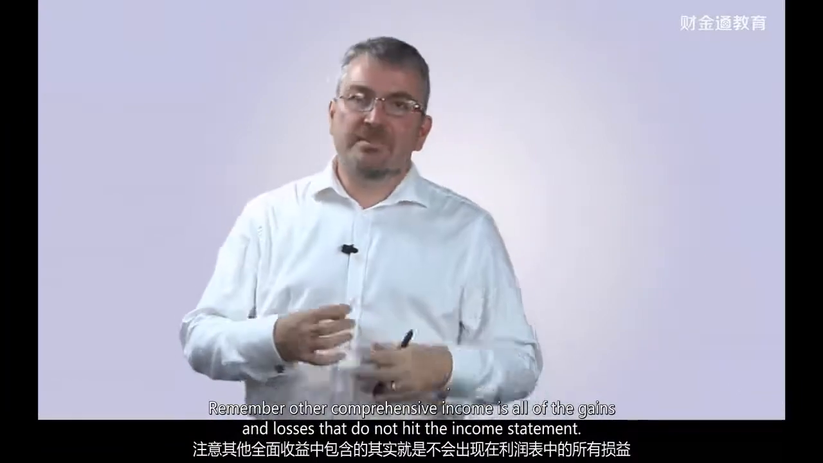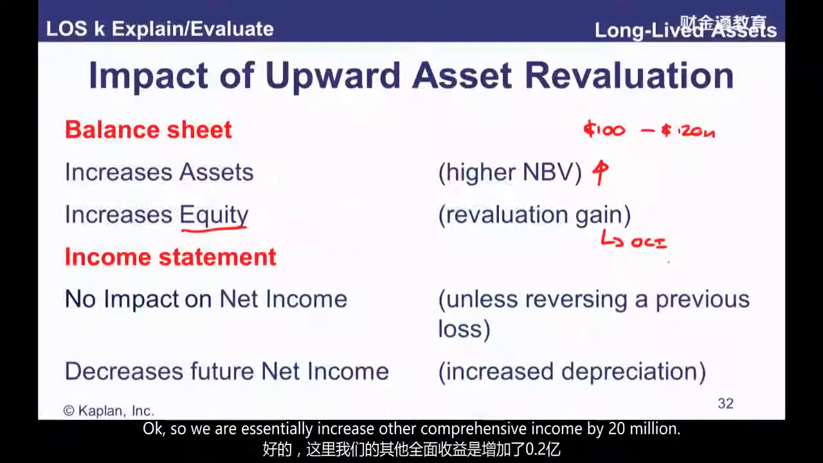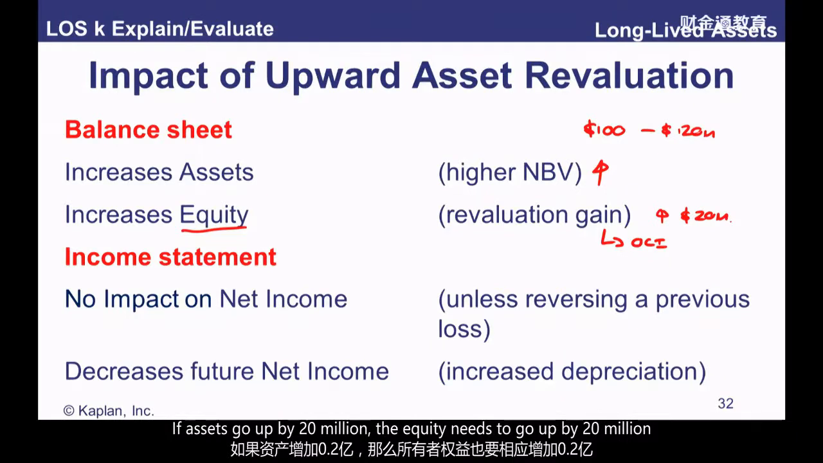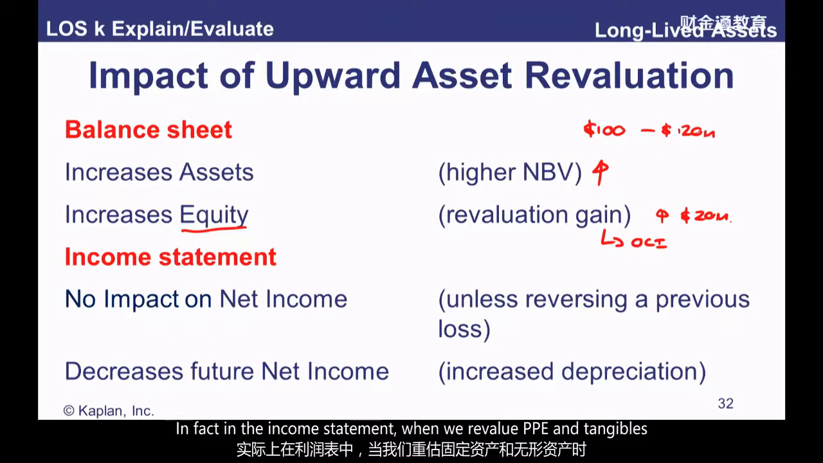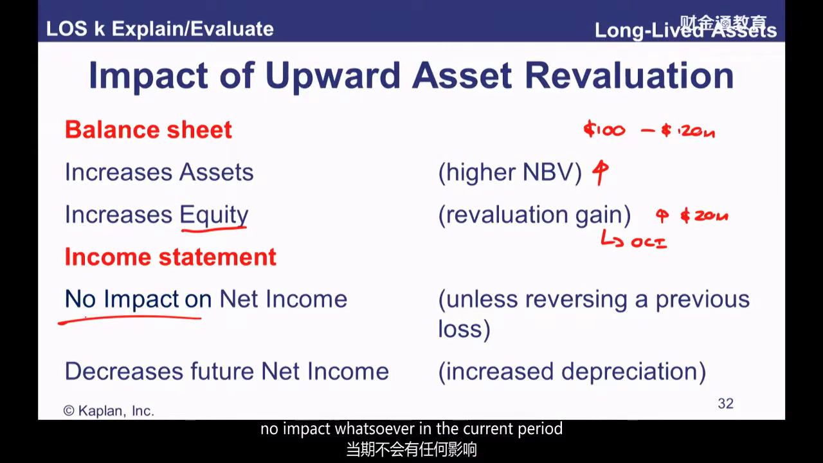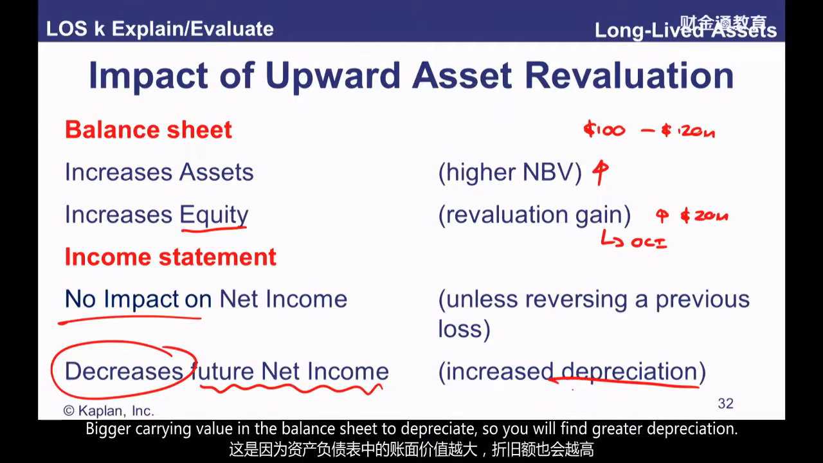Remember, other comprehensive income is all of the gains and losses that do not hit the income statement. So we'll essentially increase our other comprehensive income by 20 million. Look, if assets have gone up by 20 million, equity needs to go up by 20 million to keep the balance sheet balancing. Impact on the income statement when we revalue PP&E and intangibles: no impact whatsoever in the current period. However, in future periods, future net income, notice, is decreased. Why? Bigger carrying value now in the balance sheet to depreciate. So you will find greater depreciation.